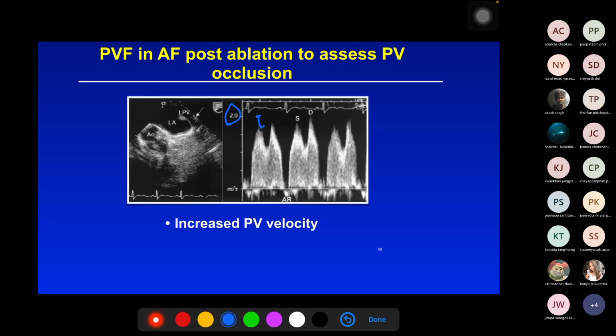Because with AF ablation, we get rid of the abnormal triggering point of the AF, and that's the site around the pulmonic vein. So when the patient undergoes AF ablation, we ablate around the pulmonic vein. So the complication after AF ablation is pulmonic vein stenosis. So we use the pulmonic vein Doppler to evaluate pulmonic vein stenosis if the patient is suspected and comes up with heart failure.